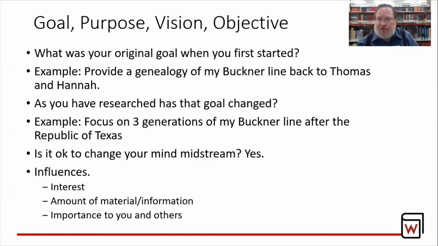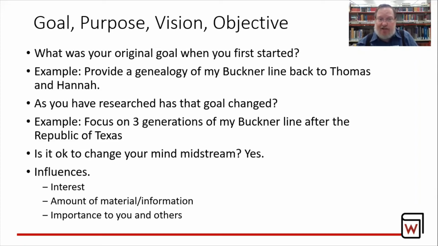And as you research that goal, has it changed? Yes, sometimes the information is overwhelming. Sometimes it's too scarce. Our goals can change, and we need to be aware that we don't have to beat ourselves up because we're not going to complete the goal that we first started with. We can change our minds. So in this case, I might be focusing on the three generations that walked across the state line together right after the Republic. And so it is okay to change your mind.